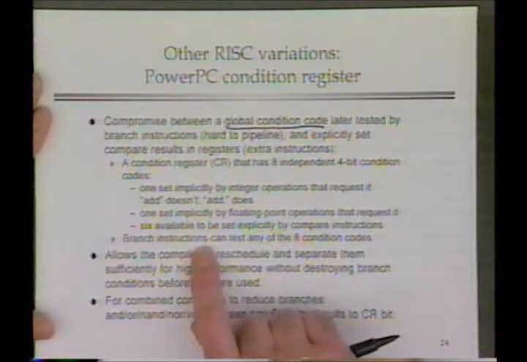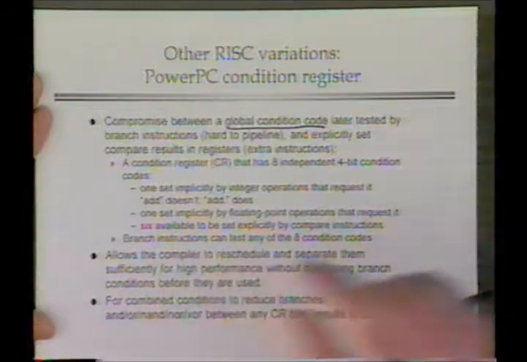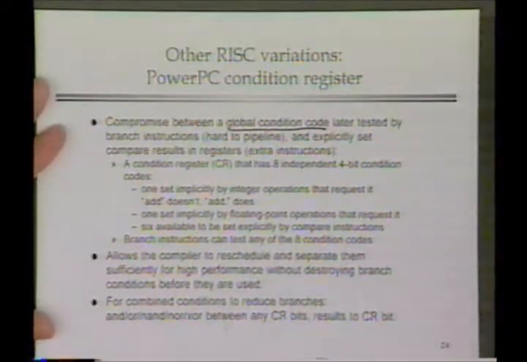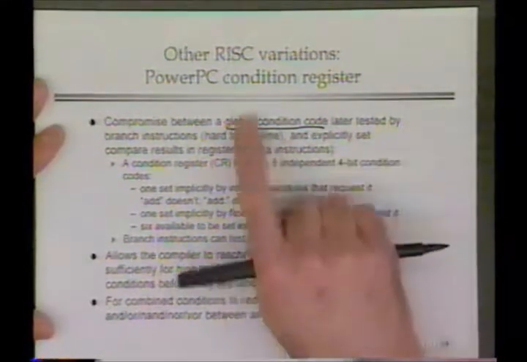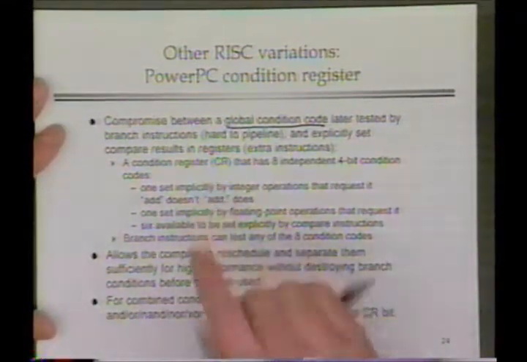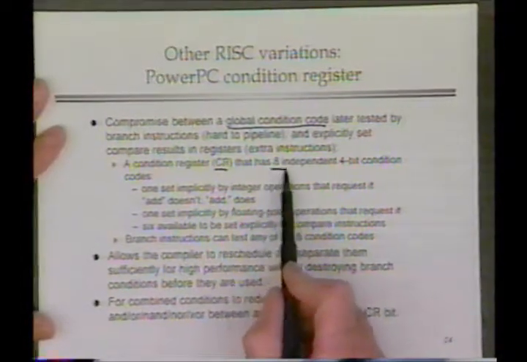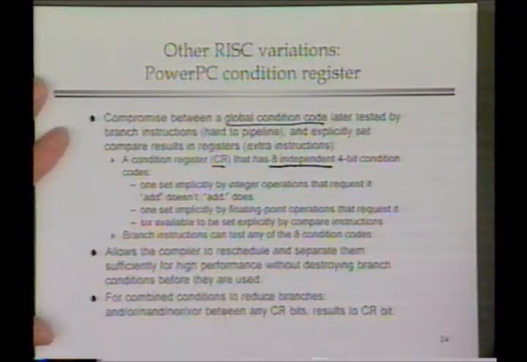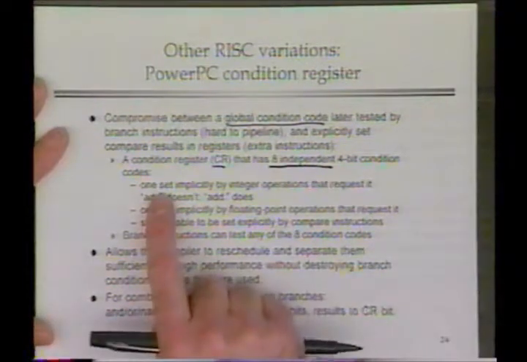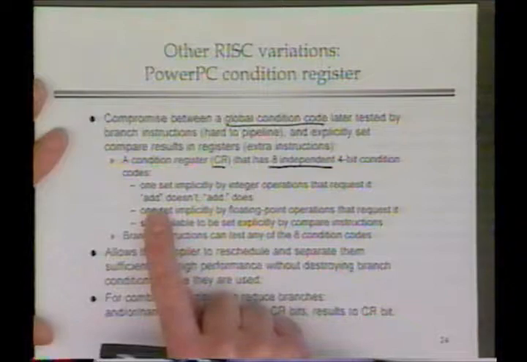What we did for DLX, and what many of the RISC machines do, is to have no condition code, and in fact the branch instruction tests registers instead. Well, the PowerPC has a compromise. They have a condition code register, but it has not just one, but 8 separate and independent condition codes. And when you write instructions, you get to specify which of those condition codes get set.